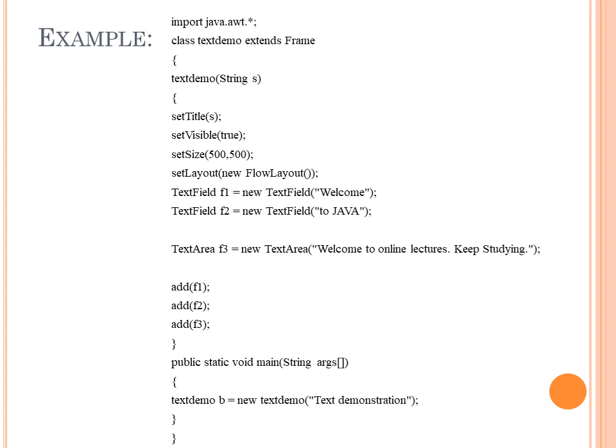Then we are writing TextField f1, that is the object name, is equal to new TextField. Over here we have written "Welcome". Then your second text field is TextField f2 is equal to new TextField. Over here we have written "to Java". Next we have written TextArea f3 is equal to new TextArea. Inside that we are going to write "Welcome to online lectures, keep studying". Now we are going to add f1, f2 and f3 to your frame. So we are writing add(f1), add(f2) and add(f3).